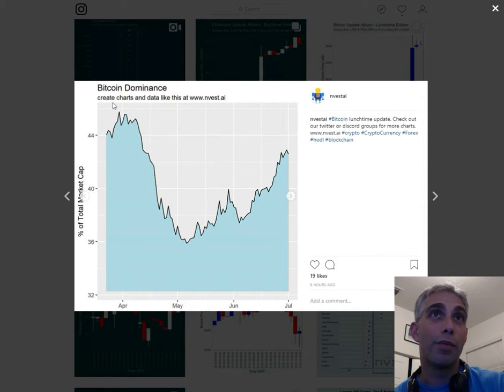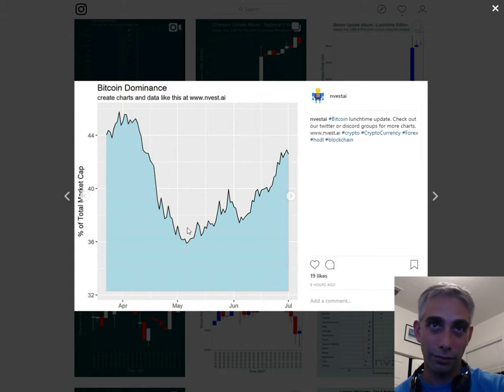The next chart is Bitcoin dominance. This is the percentage of the total cryptocurrency market cap that is accounted for by Bitcoin. What you're supposed to take away from this is that usually in the past, when the Bitcoin dominance is growing, that's usually not such a positive thing for the overall crypto markets. That means that the other altcoins are not doing so well, and that Bitcoin is doing very well.